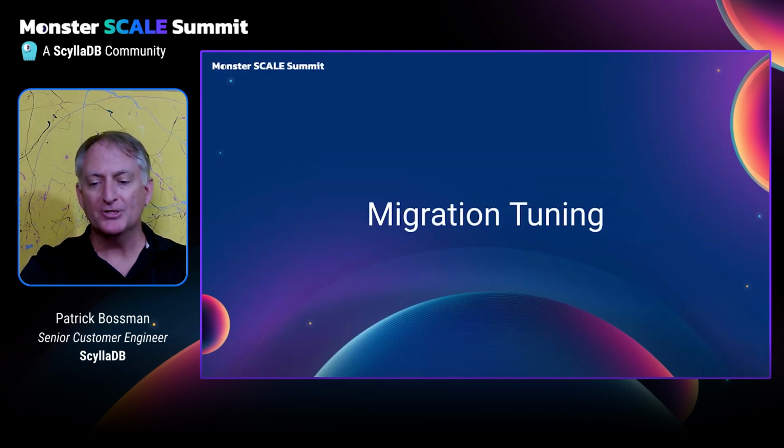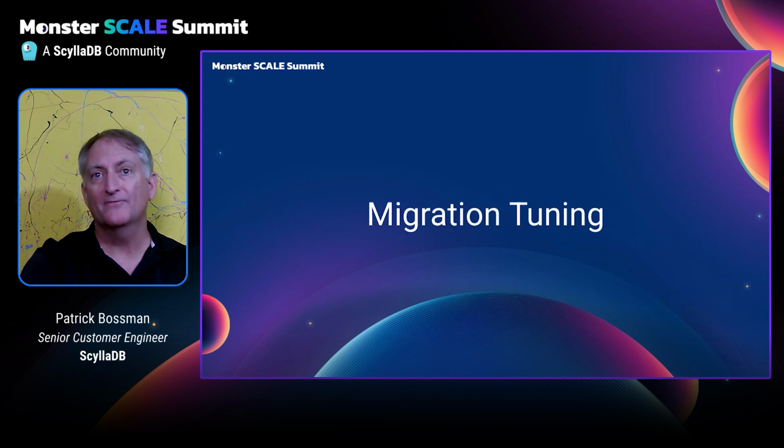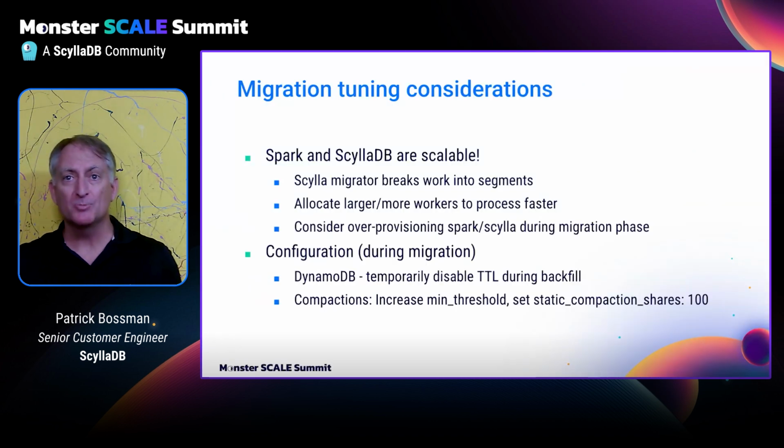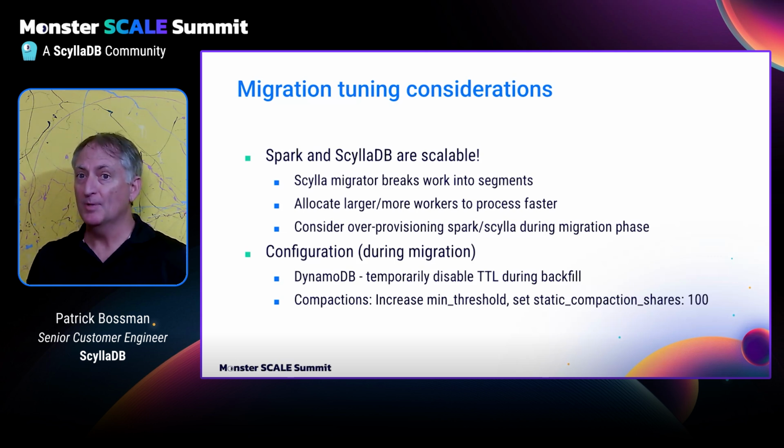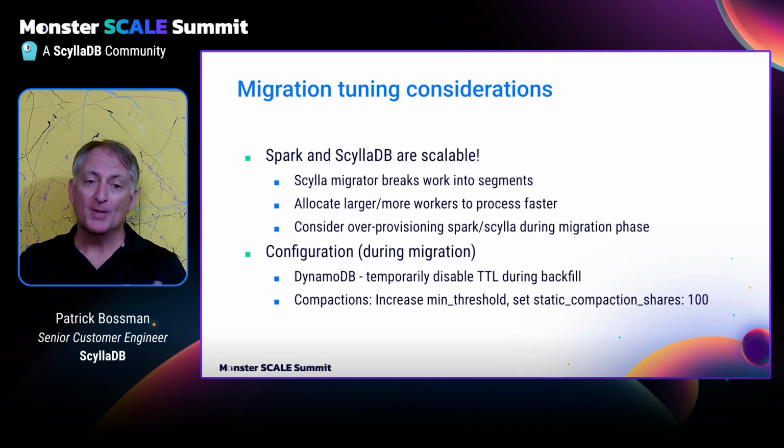So what are some migration tuning opportunities? What else can you do to make this more efficient and to run faster? As I mentioned before, ScyllaDB and Spark are scalable. If we need to go faster, we can scale them out, scale them up, and allow that process to run much faster. Consider over-provisioning the Spark and Scylla during the migration phase, especially if you have restrictions on the streams. Usually the forklift has to complete within 24 hours because the streams would expire within 24 hours.